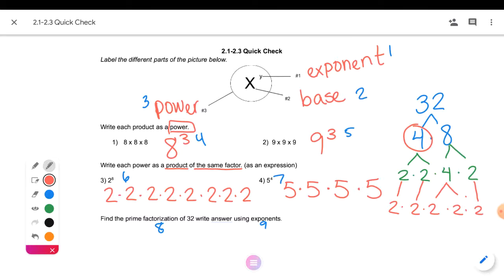So if you got that far, you got 1 point. Reese, how do I write 2 times 2 times 2 times 2 times 2 using an exponent? 2 to the 5th power. Good job. 2 to the 5th power.